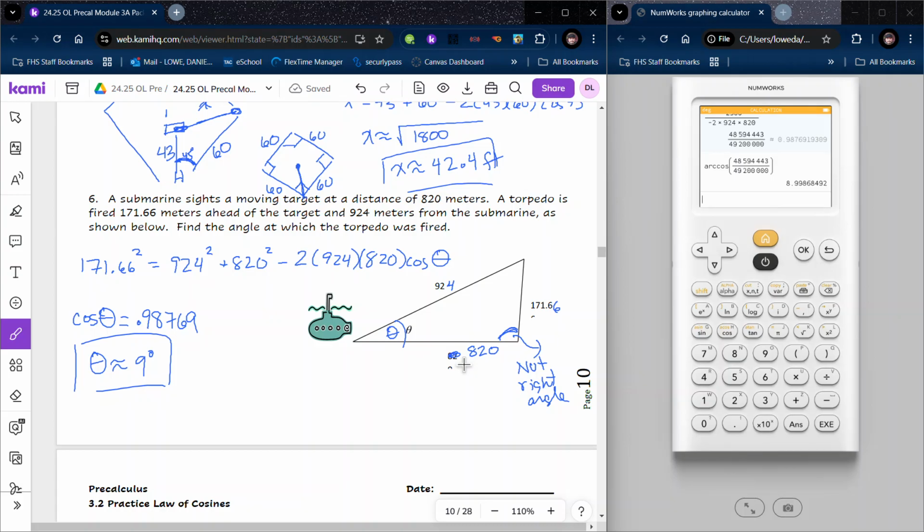So that's applying the law of cosines in a variety of ways. Drawing pictures is difficult. You want to be careful with your work. Make sure you do your practice. Make sure you prepare well. You ask questions for clarification as needed.